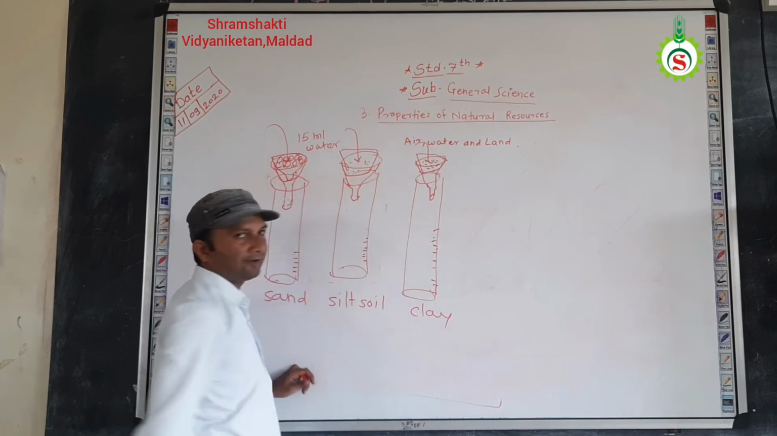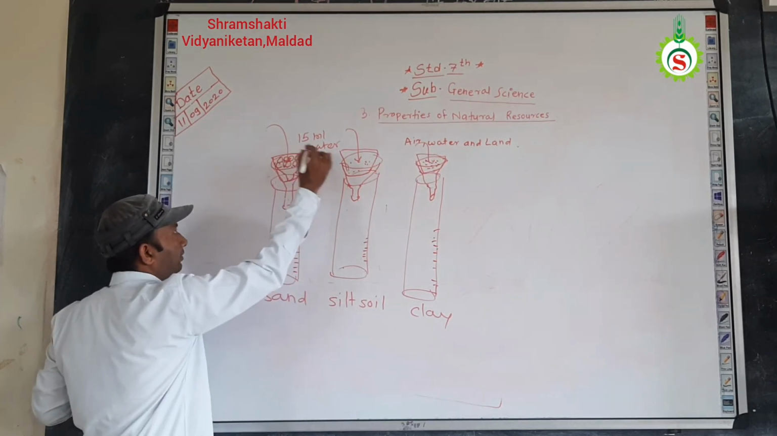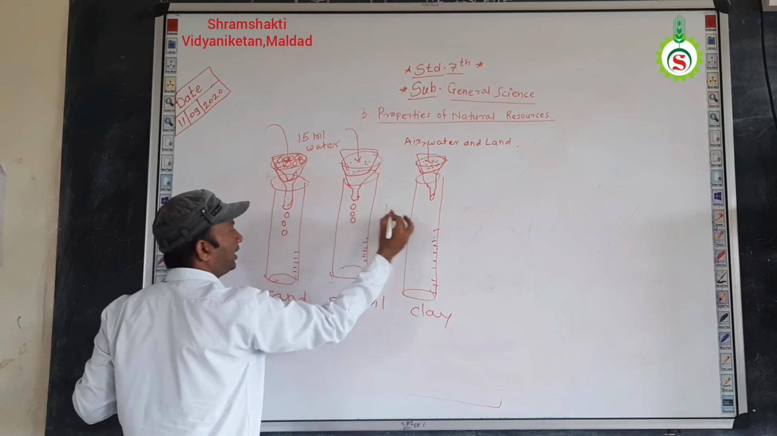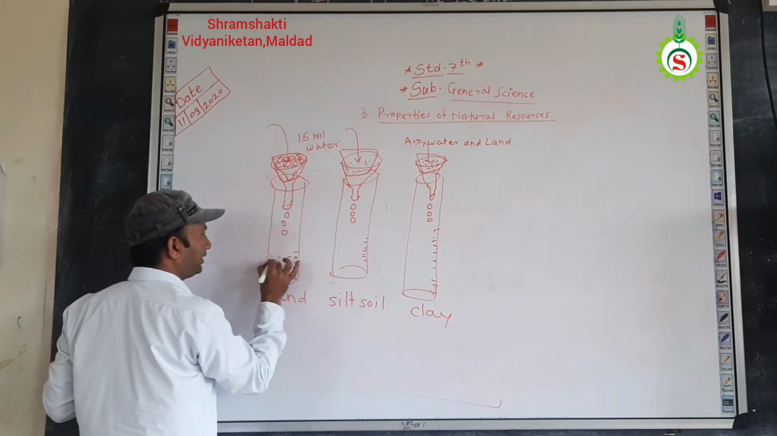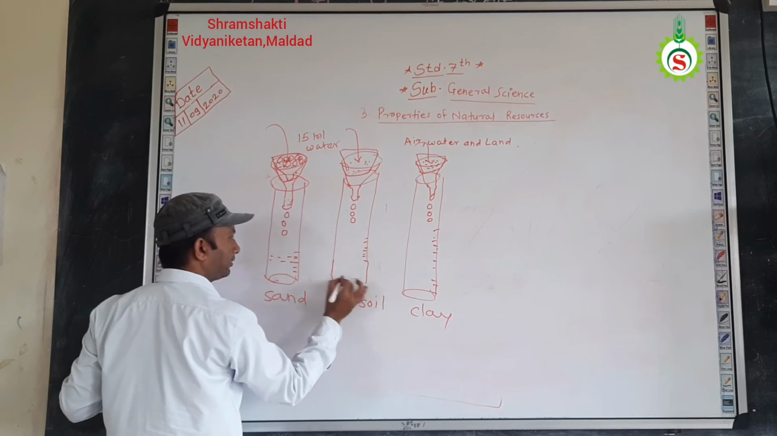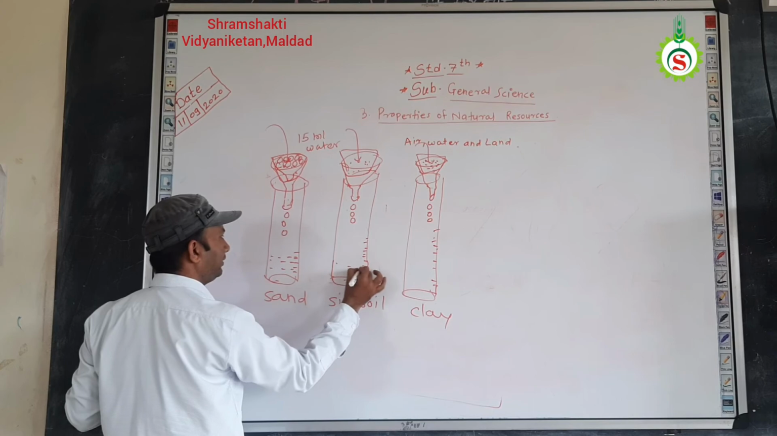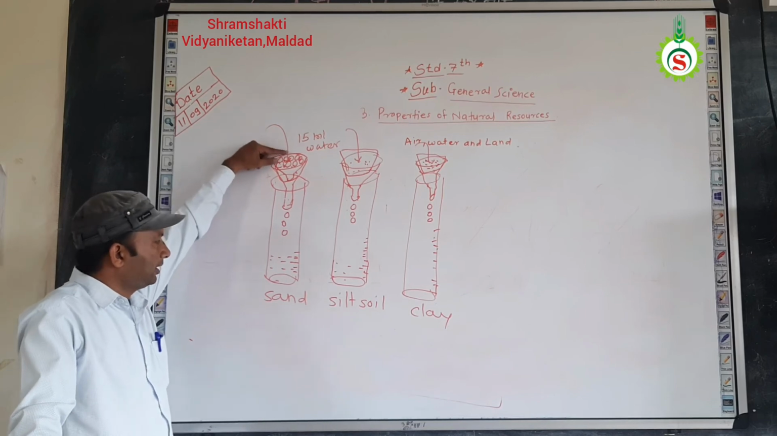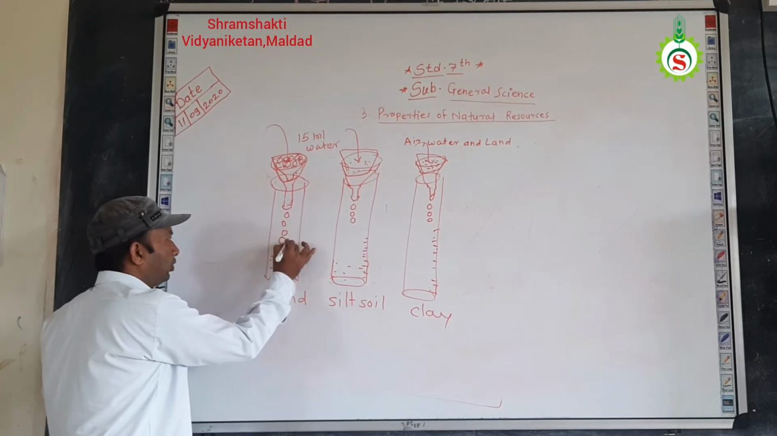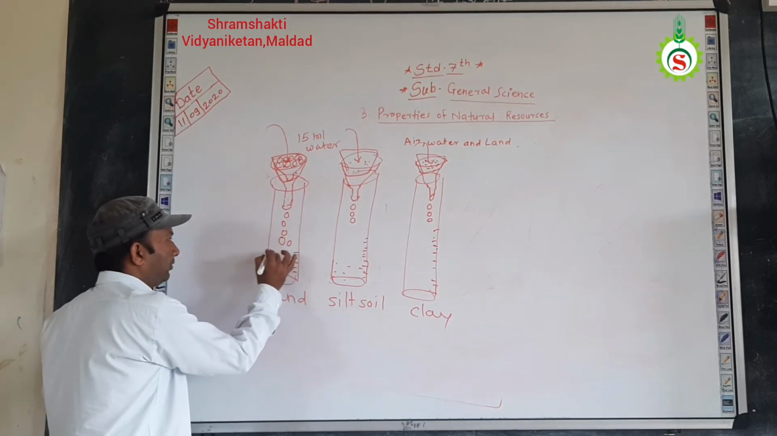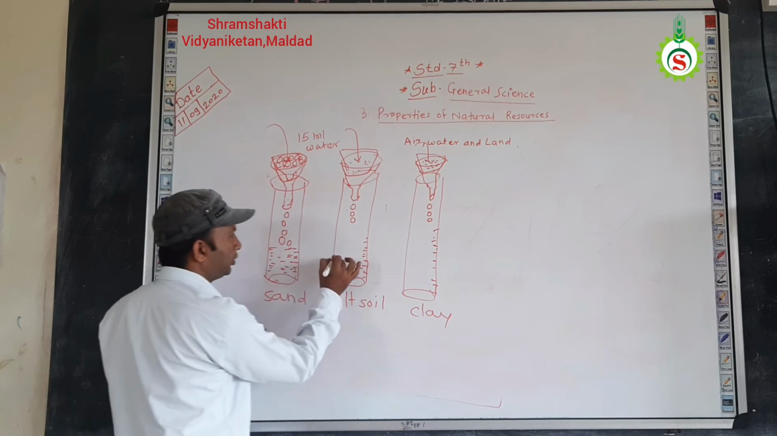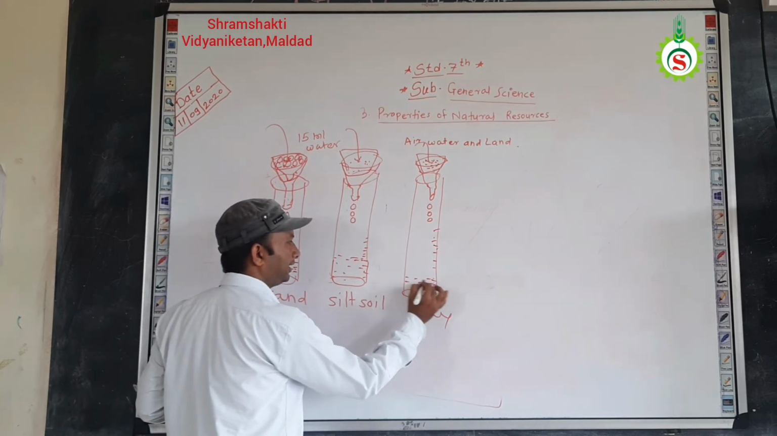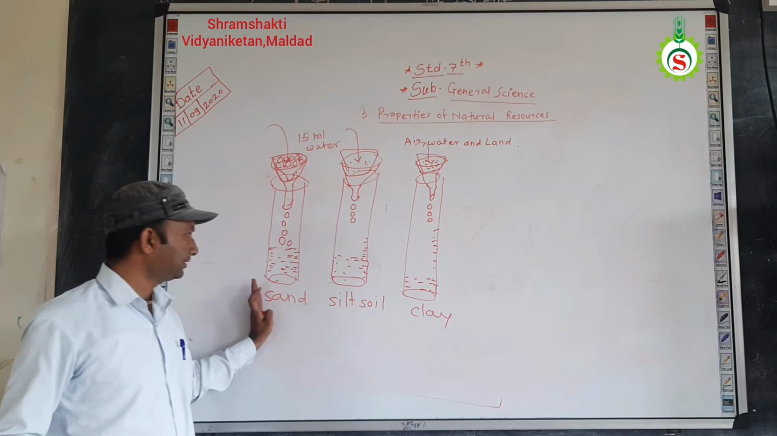Now after some time, what will happen? The water that you pour from the upper side comes down from the conical funnel, and we start collecting it in the measuring cylinder. Understand? As shown in the picture, the first measuring cylinder consists of sandy soil. The amount of water collected inside it is more. In silt soil it is less than sandy soil and more than clay soil. And in the third measuring cylinder, the amount of water is less than in sandy soil and silt soil.